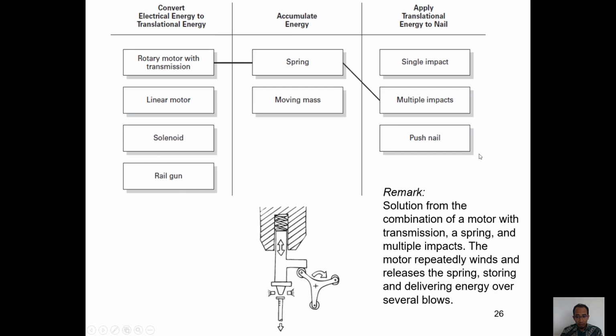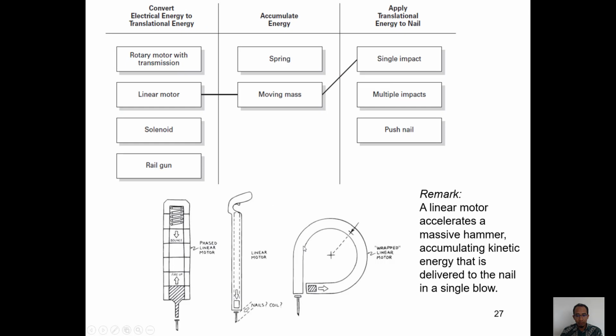This is the other combination, but the principle is the same. We use a rotary motor and spring but with multiple impacts, and it will have different kinds of solutions. Here is the other combination. So from this combination table, we will have different types of combinations with certain mechanisms that we can draw here as alternatives. So here we use a linear motor with moving mass as the way of accumulating energy, and then we use a single impact.